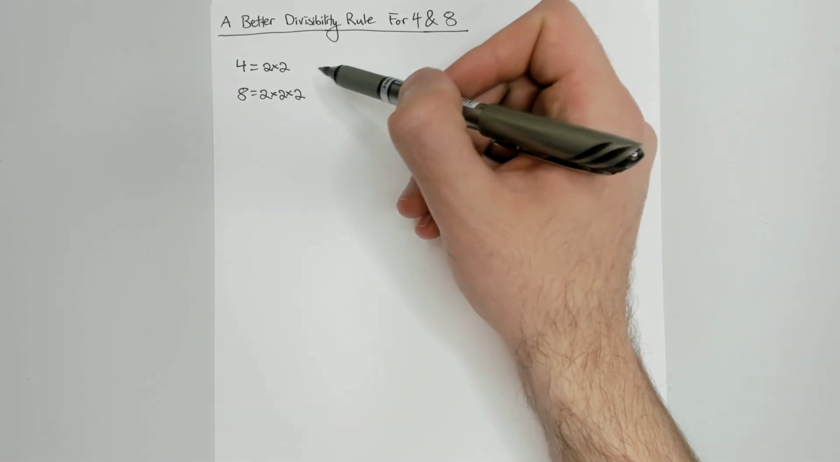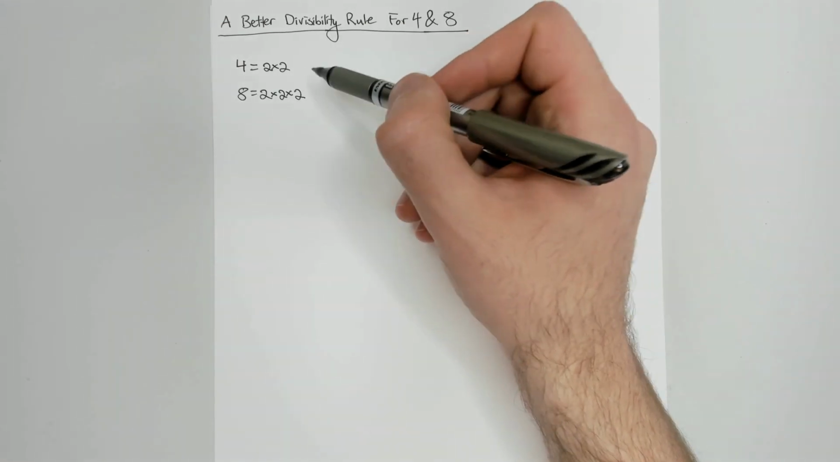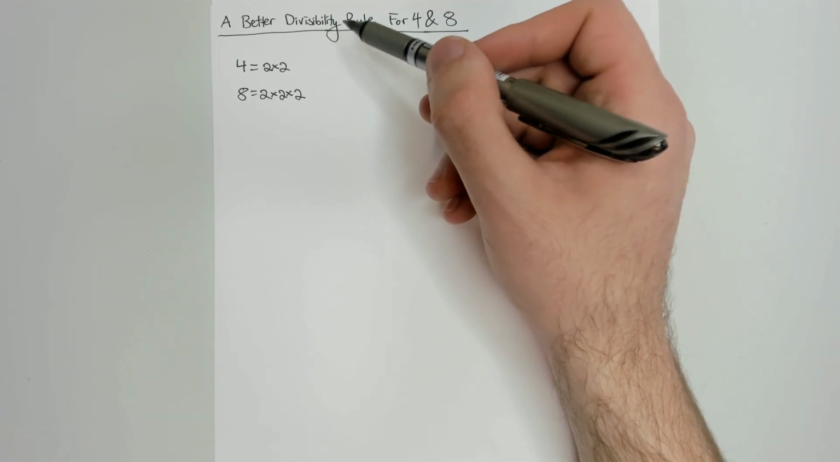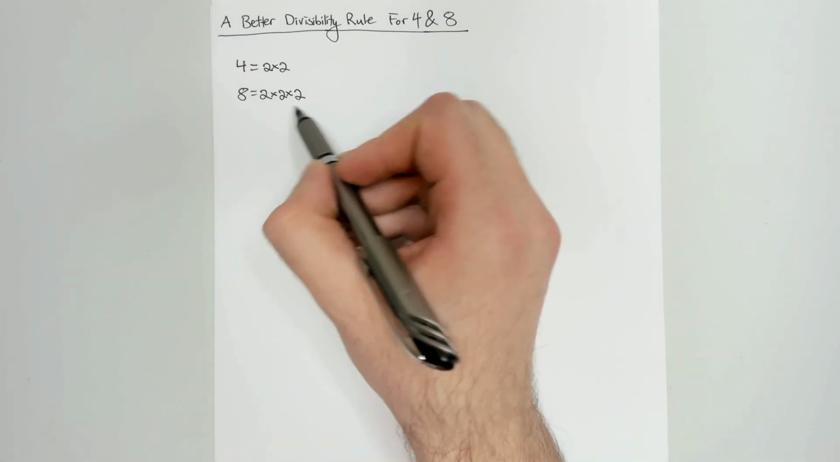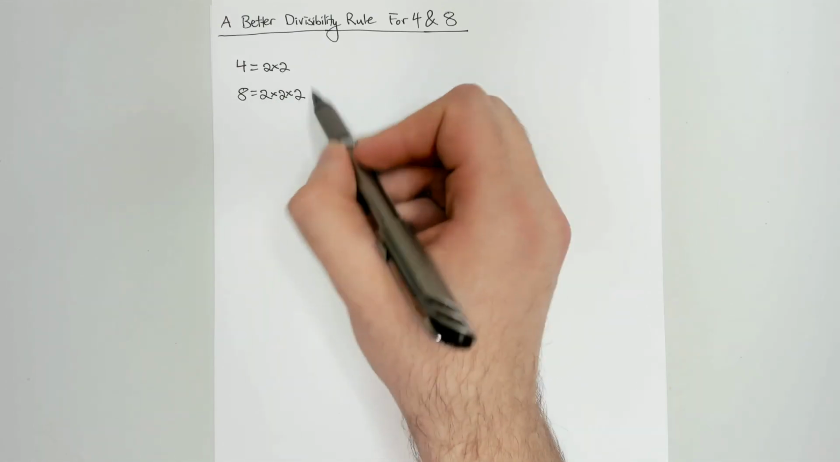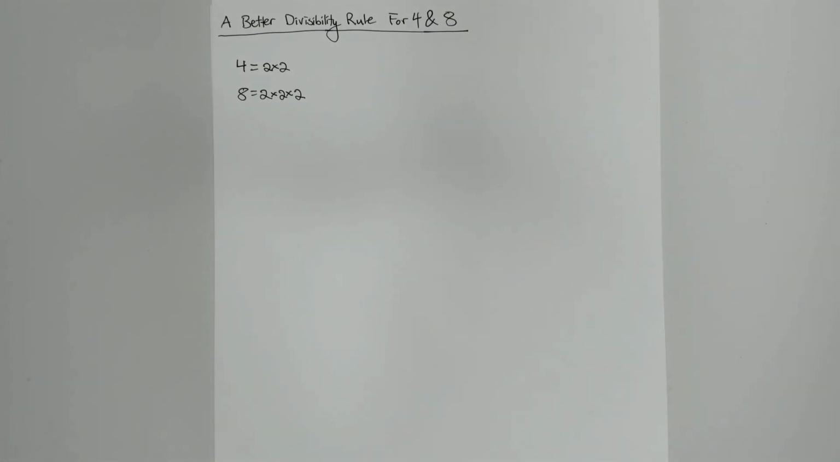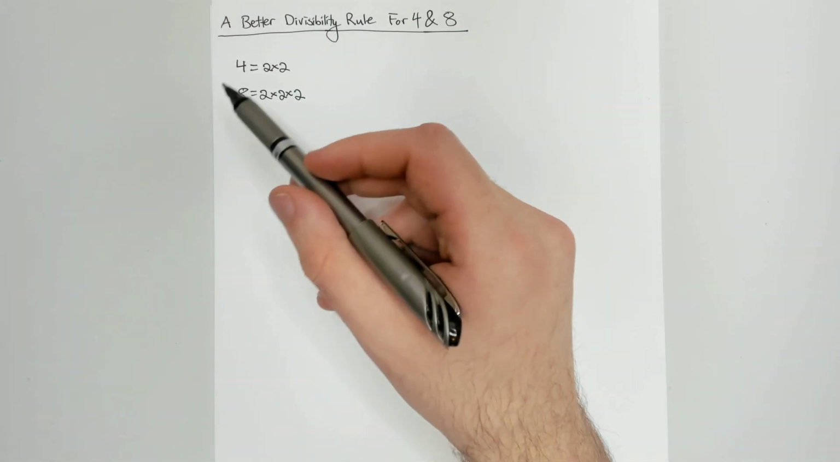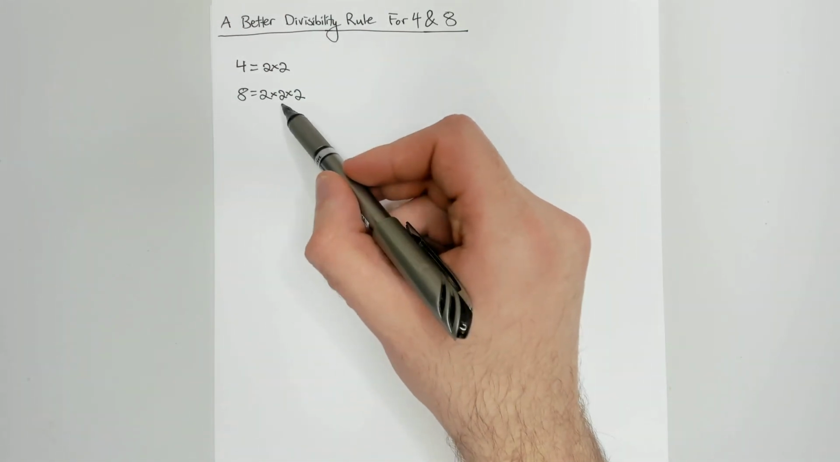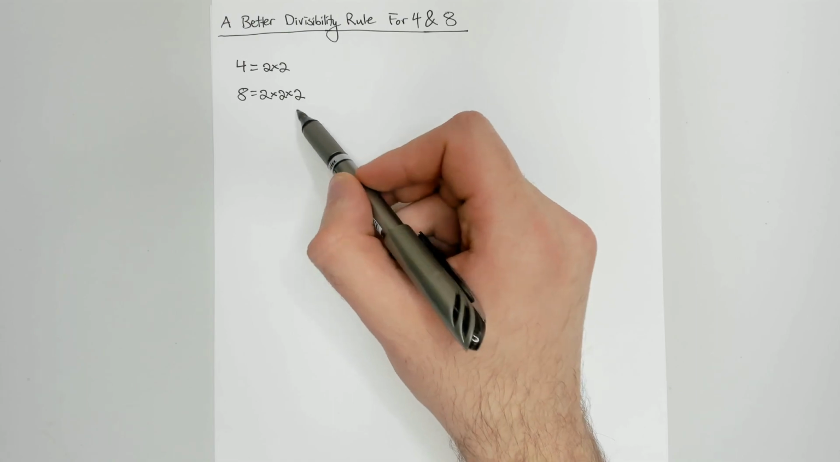So like 16 was divisible by 4 because we could divide it by 2 once to get 8, and then we could divide it by 2 again to get 4. We saw that for a number to be divisible by 8, it had to be divisible by 2 three different times because it has these 3 factors of 2. So for example, 24 is divisible by 8 because we can divide it by 2 once to get 12, then by 2 again to get 6, and then by 2 again to get 3.